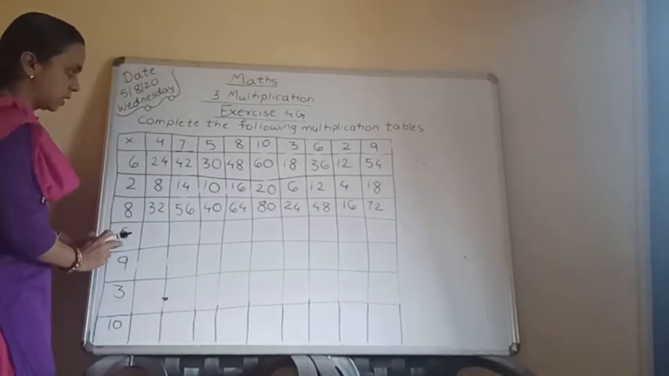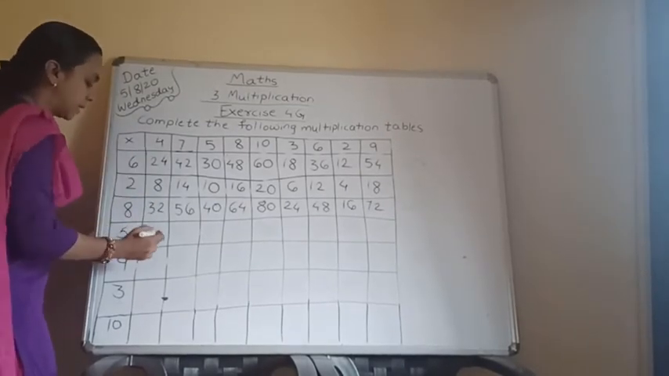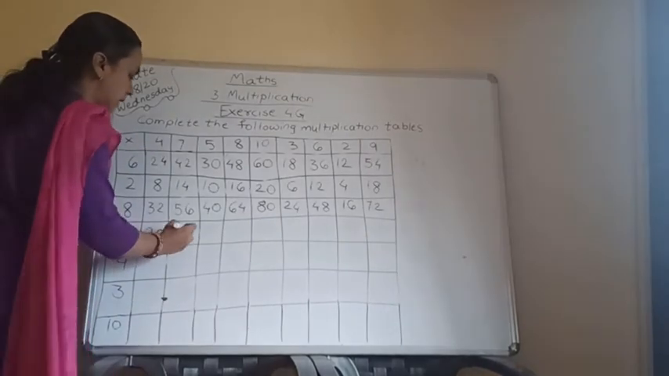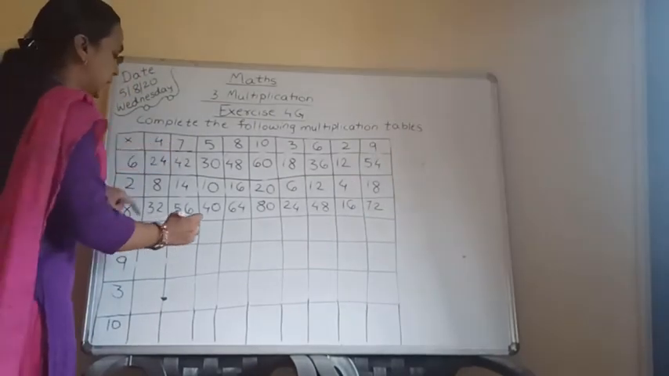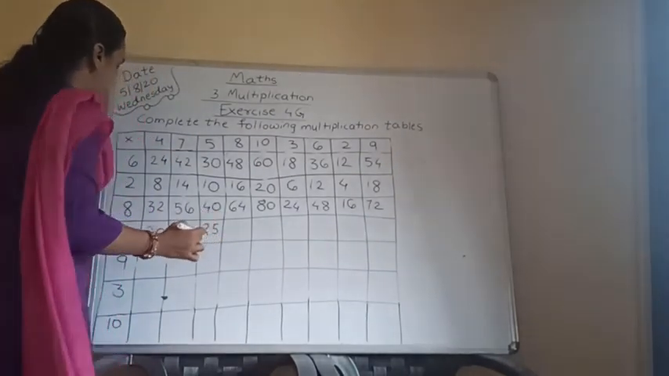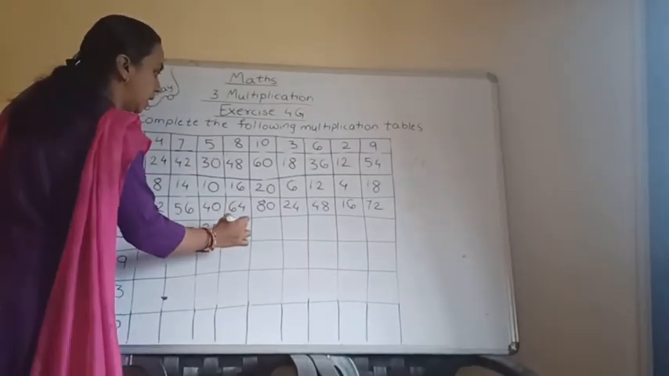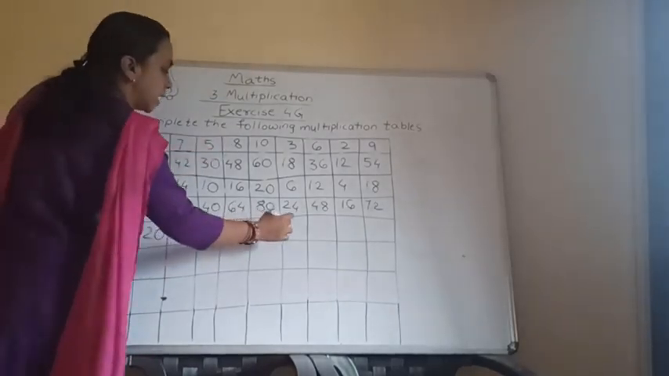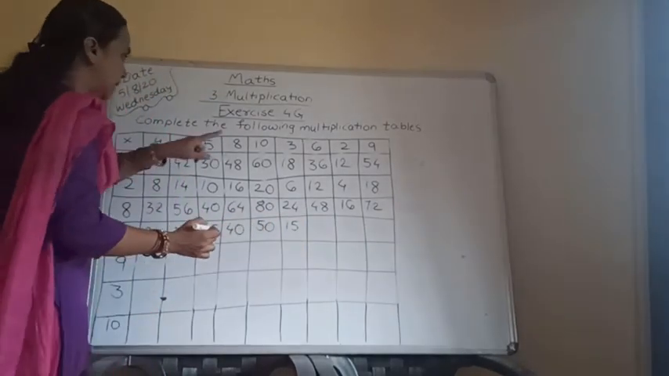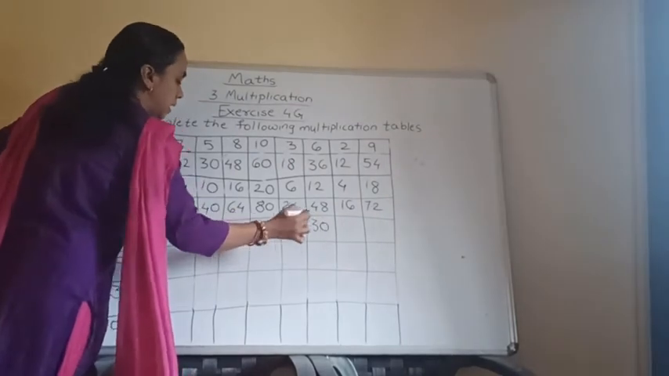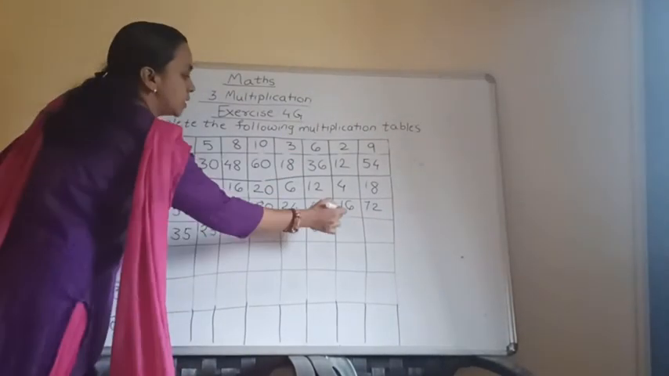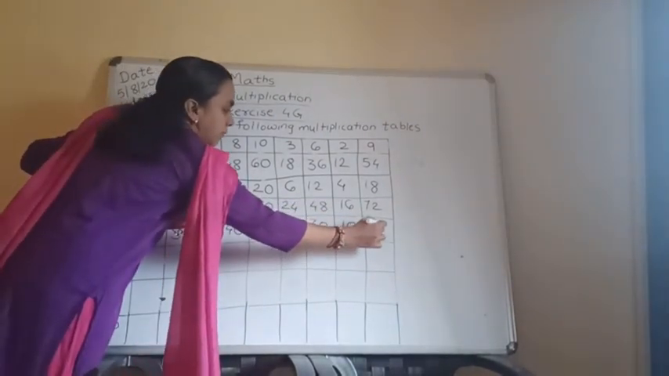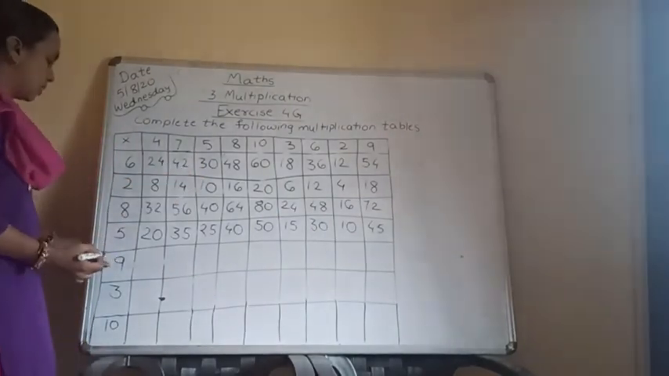Now see table of 5 randomly. 5 multiplied by 4. 5 4s are 20. 5 7s are 35. 5 5s are 25. 5 8s are 40. 5 10s are 50. 5 3s are 15. 5 6s are 30. 5 2s are 10. 5 9s are 45. Okay.